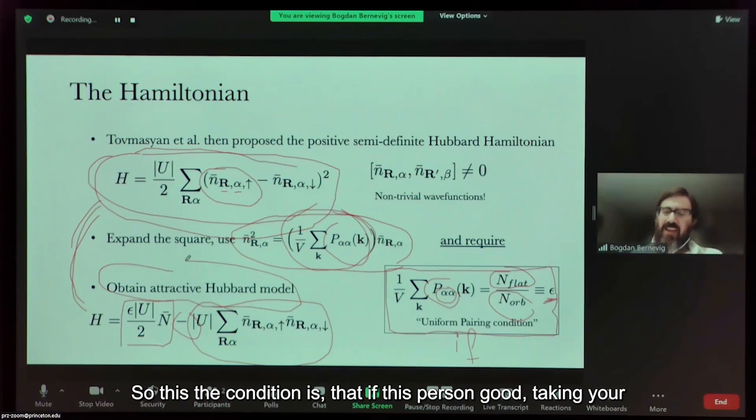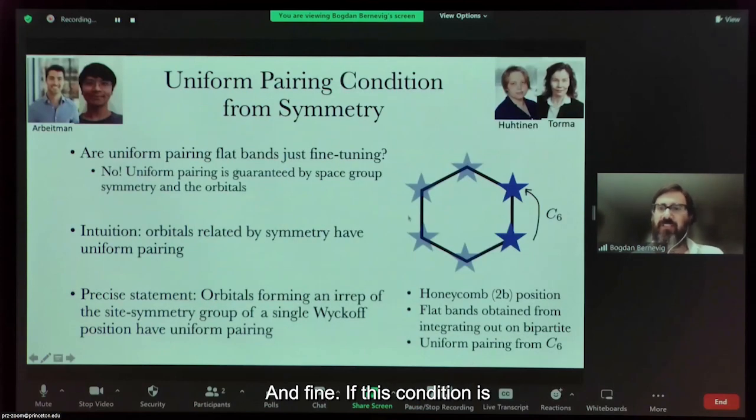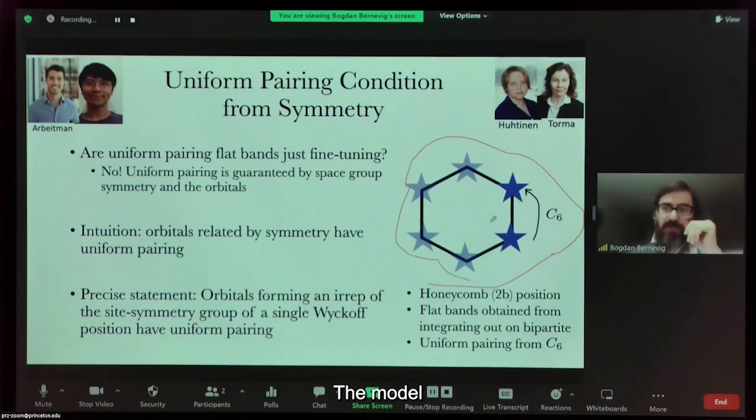Before we go to actually proving the ground state, I want to show you that the uniform pairing condition, because you might think it's pulled out of a hat, is actually natural in some systems. So, for example, Jonah and Aaron showed that the uniform pairing condition can come from symmetry. For example, if I have a system where my orbitals are related by some symmetry, such as the graphene model, honeycomb lattice, with two orbital positions.